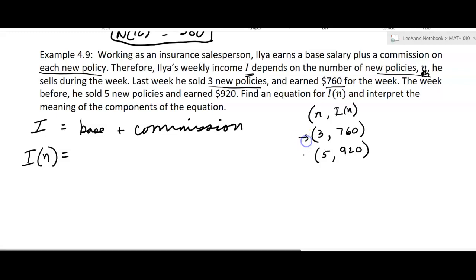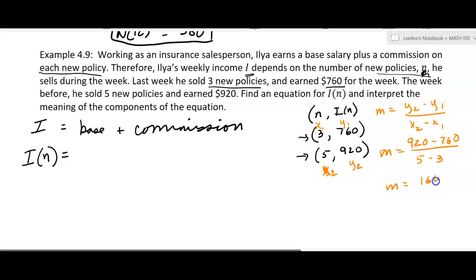Okay, well, because we have 2 points, we can use the slope formula. So I'm going to switch colors just to do it in a different color. So our slope is going to be 920 minus 760. So this was my y sub 2 and x sub 2. Got to be consistent. This was my x sub 1 and my y sub 1. So 920 minus 760 over 5 minus 3. So the slope is going to be 160 over 2, which is going to be 80. No, I think my math's okay.